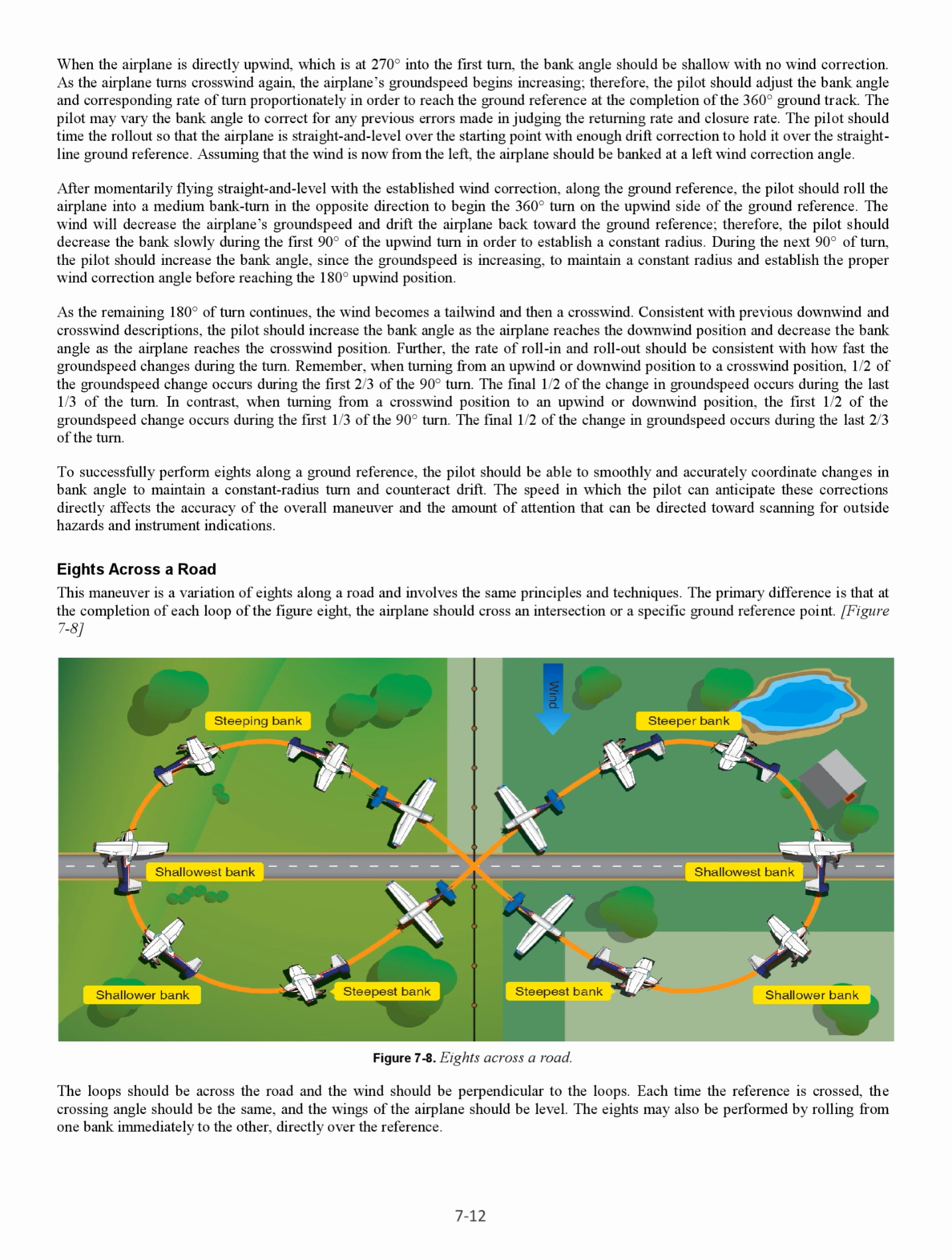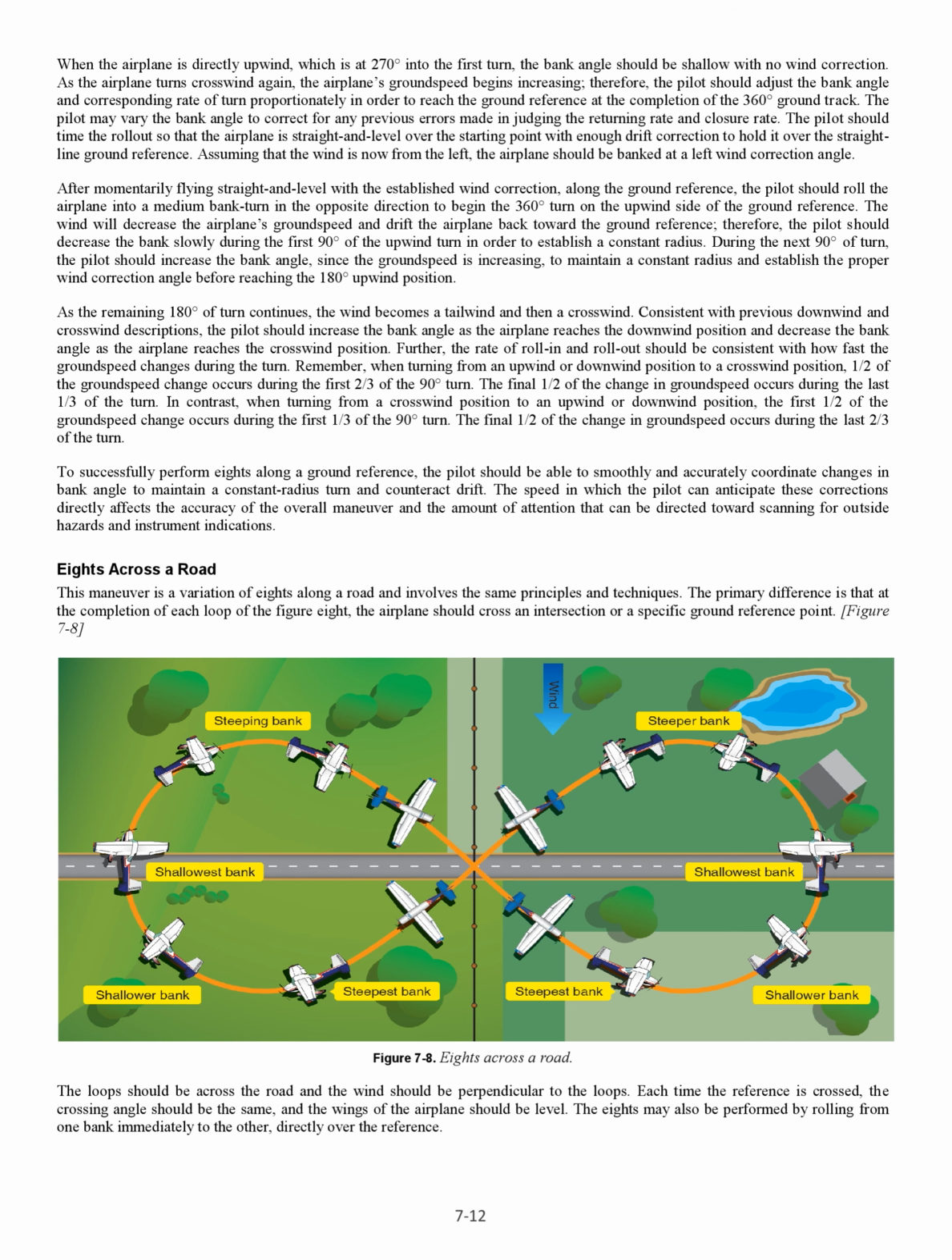After momentarily flying straight and level with the established wind correction, along a ground reference, the pilot should roll the airplane into a medium bank turn in the opposite direction to begin the 360 degrees turn on the upwind side of the ground reference. The wind will decrease the airplane's ground speed and drift the airplane back toward the ground reference. Therefore, the pilot should decrease the bank slowly during the first 90 degrees of the upwind turn in order to establish a constant radius.